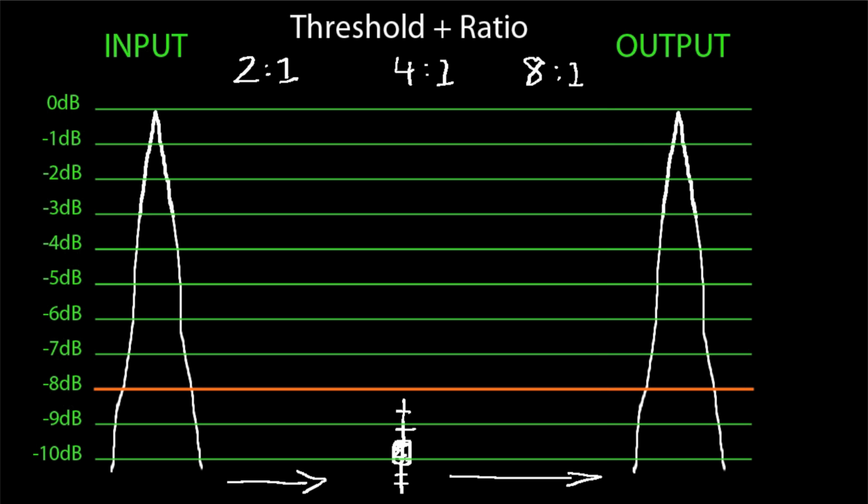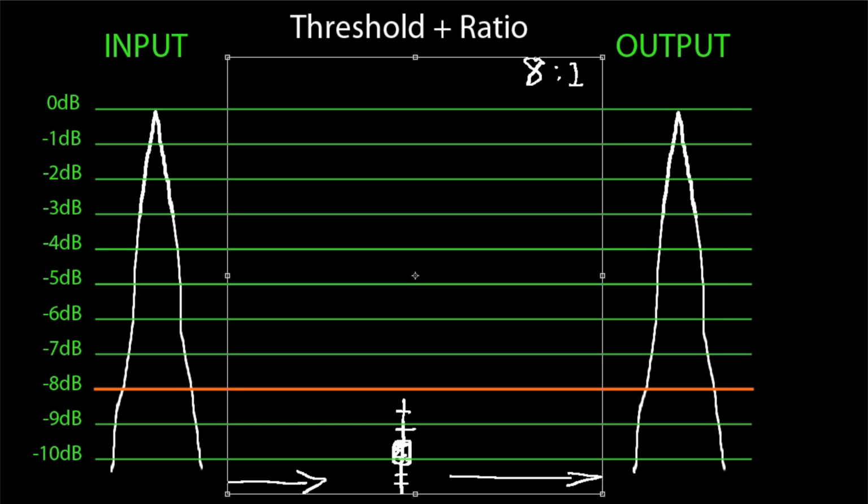Simple, yeah? Okay, but you mustn't get confused. The signal doesn't have to go over threshold by 2 dB to get 2 to 1 compression. The signal doesn't have to go over threshold by 4 dB to have 4 to 1 compression. And the signal doesn't have to go over threshold by 8 dB to get 8 to 1 compression, right? Whatever you set the ratio to, that's the amount of compression that will be applied no matter how much the signal goes over threshold at the input. So let's say that the ratio is 8 to 1. Let's get rid of these two. Let's say the ratio is 8 to 1, okay?